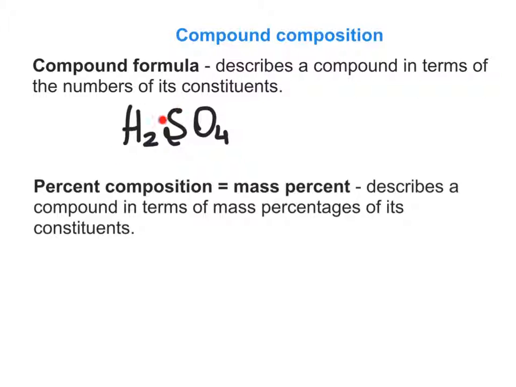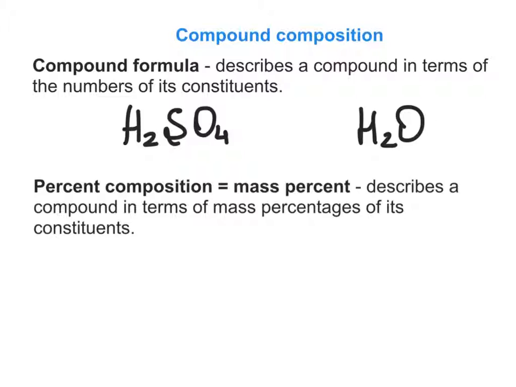atoms, sulfur atoms and oxygen atoms, and to 2 hydrogen atoms there would be 1 sulfur atom and 4 oxygen atoms. And if I look at the compound formula of, let's say, water, I will see that it's made out of hydrogen and oxygen, and to 2 atoms of hydrogen there would always be 1 atom of oxygen.